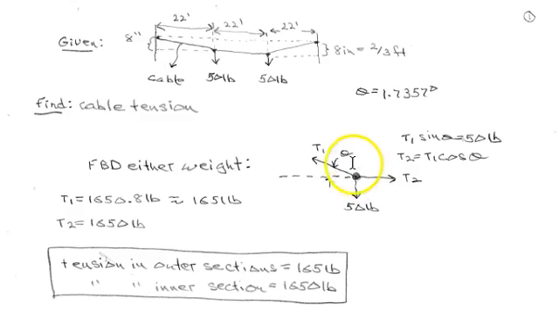The sum of the forces in the x is going to be T1 cosine theta minus T2 equals 0, or I can write it this way. That puts them equivalent. So T2 equals T1 cosine theta. There is the sum of the forces in the x, and then in the y, I have T1 times sine theta equals 50 pounds. So solve for both. I know theta, and I get T1 equaling 1,651 pounds, and T2 equaling 1,650 pounds.